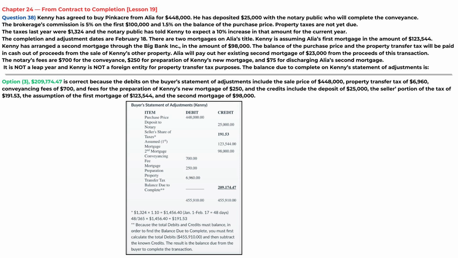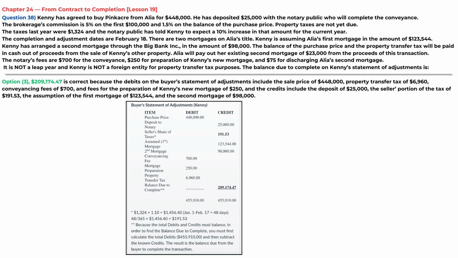Kenny has agreed to buy Pinkacre from Alia for $448,000. He has deposited $25,000 with the notary public who will complete the conveyance. The brokerage's commission is 5% on the first $100,000 and 1.5% on the balance of the purchase price. Property taxes are not yet due.